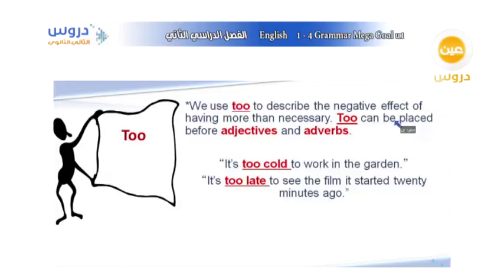Here we are talking about the place in context. Too can be placed before adjectives and adverbs. So we use it before adjectives. Here we have two examples. It's too old. As you see here, too before the adjective. It's too old. We don't say old too. It's too old to work in the garden. It's too late to see the film, it started 20 minutes ago. So we put too before adjectives.